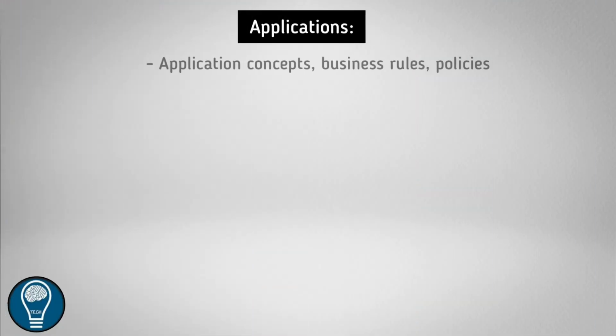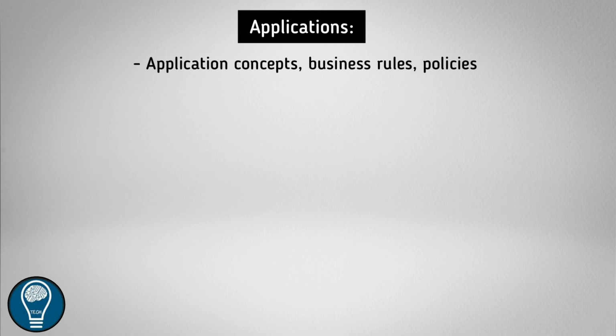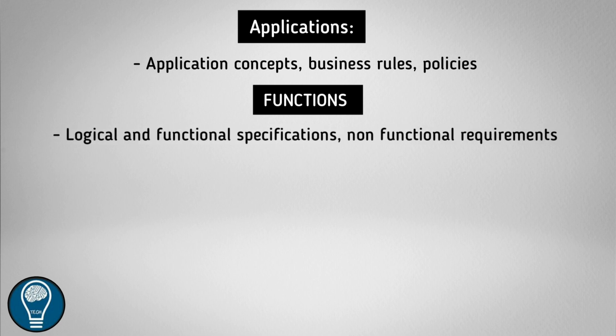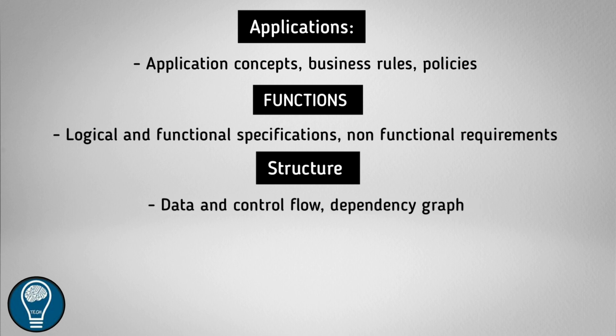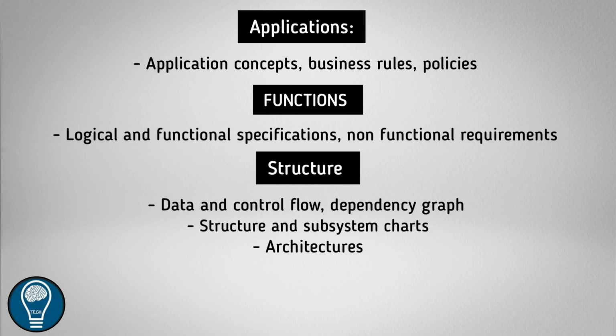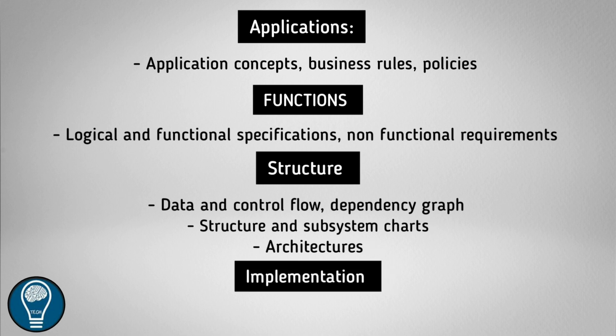Levels of abstraction. Application: application concepts, business rule, policies. Function: logical and functional specification, non-functional requirement. Structure: data and control flow, dependency graphs. Structure and subsystem charts. Architectures. Implementation: symbol tables, source text.